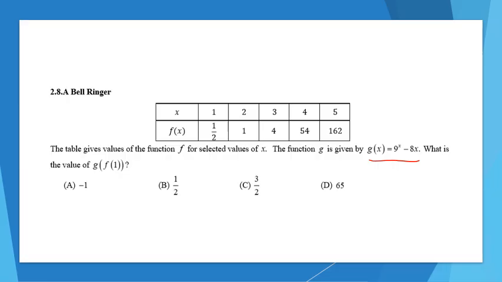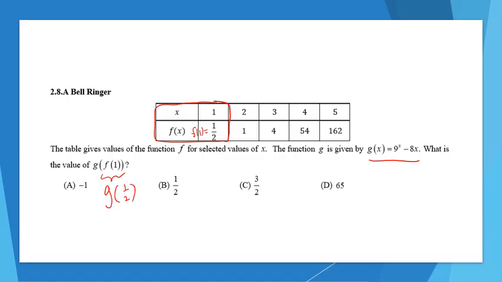And so what we want to do here is this is a composite function. With these, you want to work from the inside out. So the first thing we want to find is f of 1, and we're going to look at this function. And so f of x, when x is 1, means f of 1 should be equal to 1/2. So now we just want to find g of 1/2.